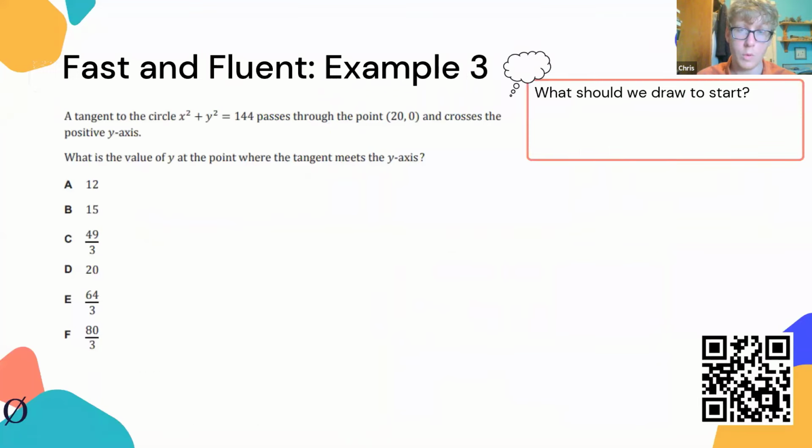Yeah, let's look at one more. So this is a geometry type. It looks like a coordinate geometry type question. We've got a circle, x squared plus y squared is 144. We've got a tangent that goes through the point 20, 0, so it's on the x-axis. And that crosses the positive y-axis. And we're asked, what's the value of y where the tangent meets the y-axis?